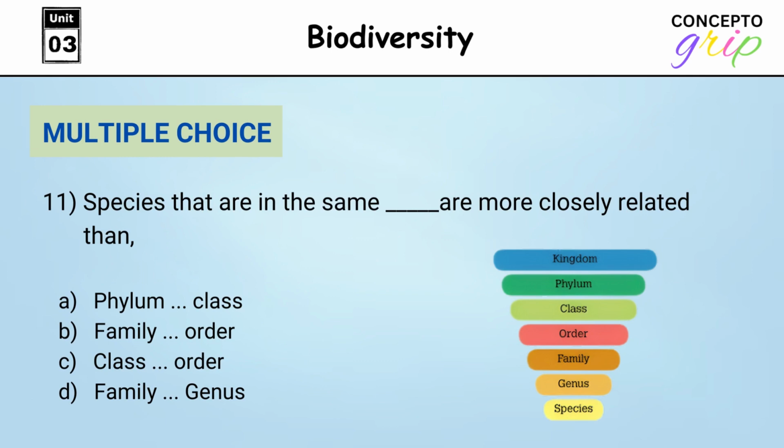Number 11. Species that are in the same dash are more closely related than A, phylum to class, B, family to order, C, class to order, D, family to genus. The correct option is B, family to order.